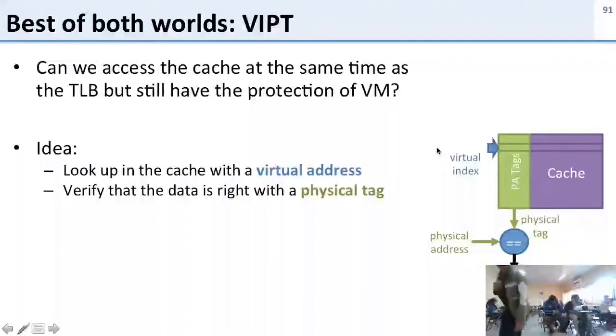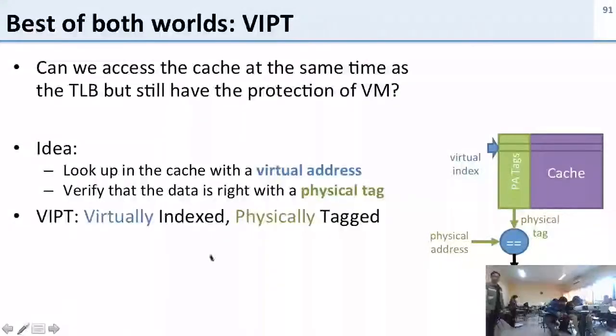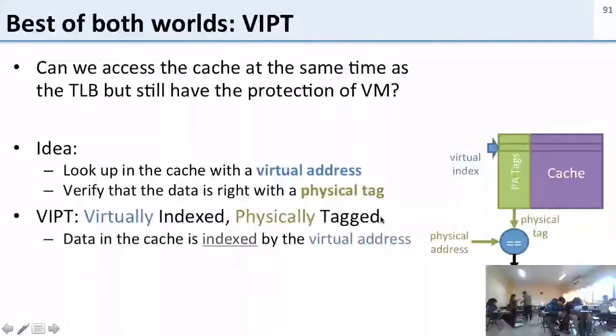So the benefit of this is I can start looking in the cache right away with the virtual address from the processor, and at the same time I can go start doing the translation so that when I'm done looking in the cache, I have the translation and can see if there's a hit or miss. So this is called a VIPT, or virtually indexed physically tagged cache, and this is the most common sort of level 1 cache used in processors today.